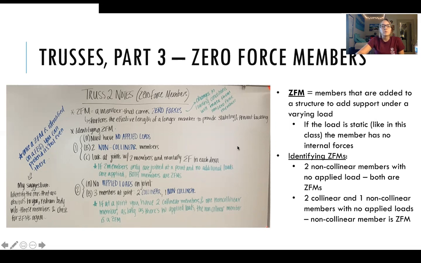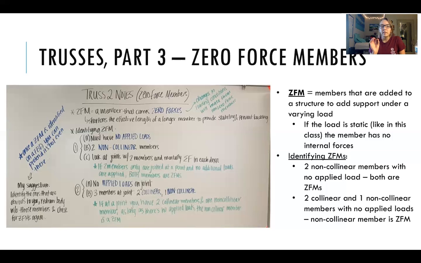So what's nice about zero force members is that if you can find them, you can really simplify the problem that you're looking at, right? Because you can essentially pretend that they're not there. The trick is just identifying them. So these are the two big rules that I would recommend memorizing, internalizing, and then practicing as much as you can, right? So the first case of identifying a zero force member is by finding two non-collinear members that meet at a joint with no applied load.